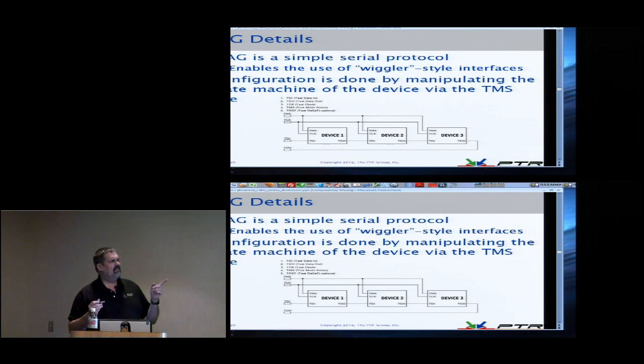The JTAG itself is just a really simple protocol. And that leads to a concept of something called a Wiggler style interface. Wigglers interface. Key pieces that we have data in, test data, the clock, the mode select, the only 4-pin tag. It's nice to have this reset line.